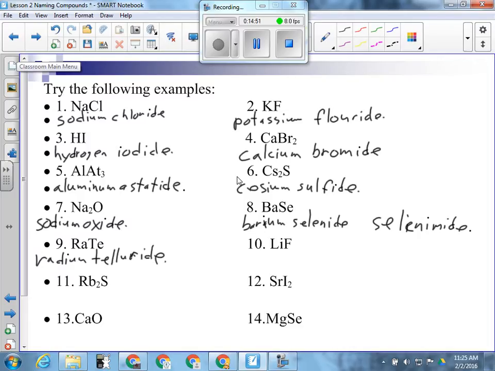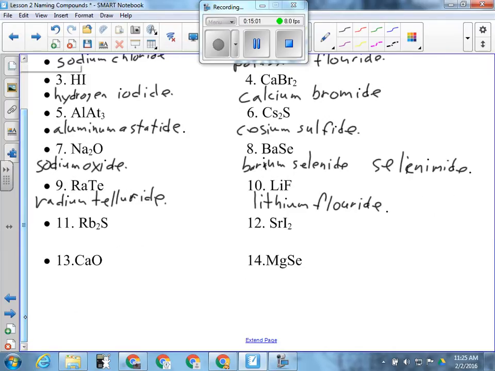Okay, for number 10, lithium with fluorine. So that'll be lithium fluoride. Okay, for number 11, rubidium with sulfur. So rubidium sulfide. Okay, for number 12, strontium with iodine. So strontium iodide.